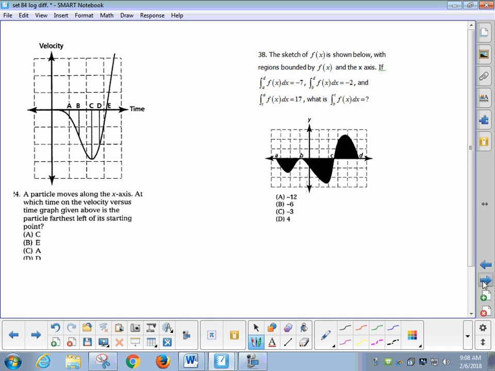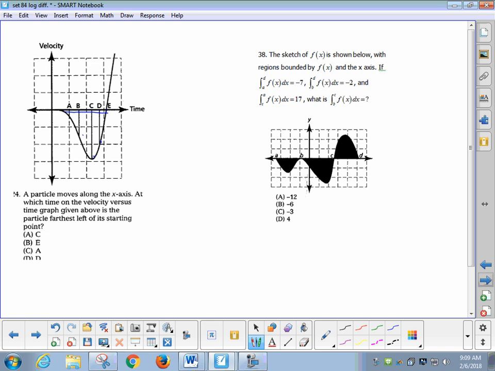34. So it's moving along the axis, velocity is negative. What is it farthest left of its starting point? Wouldn't you agree that at point A, velocity is negative, so it's moving left. At point B, velocity is negative, it's still moving left. Point C, its velocity is negative, it's moving left. Point D, is it now moving right? No, it's still moving left. In fact, point E, it's still moving left, so it's moving left this whole time.